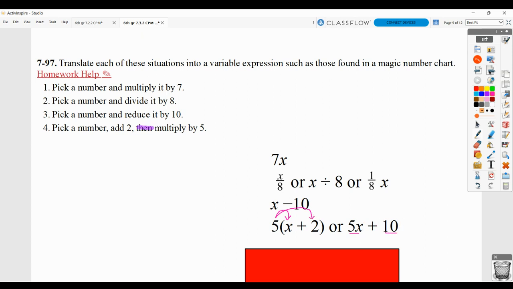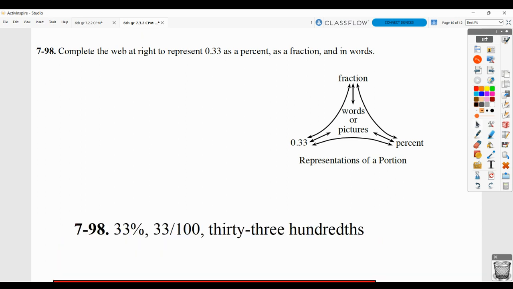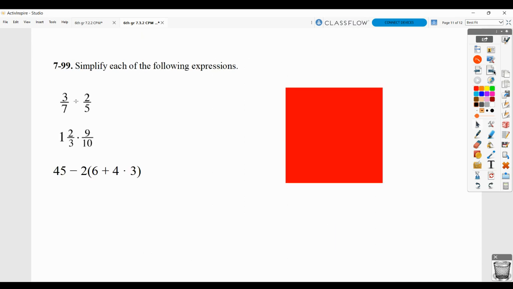Here you have to complete your portions web. We've got this decimal. We need fraction, percent, words. So 33 hundredths, of course, is the same as 33 hundredths as a fraction. It cannot be simplified. It's also the same as 33%. Move your decimal 2 places to the right, add a percent sign. And in words, it's 33 hundredths.